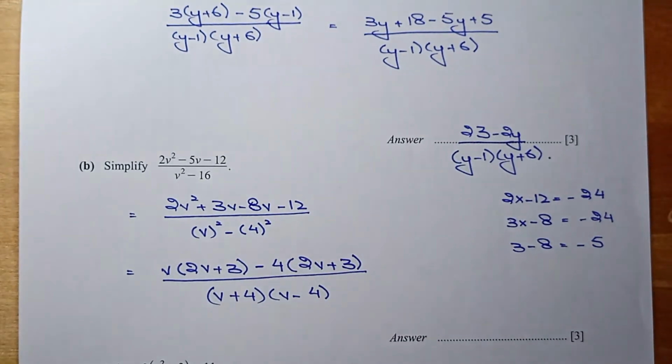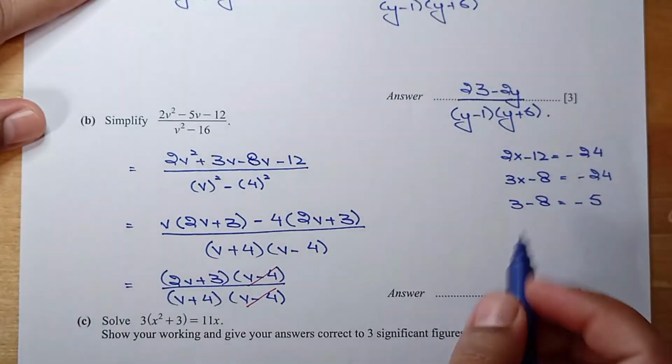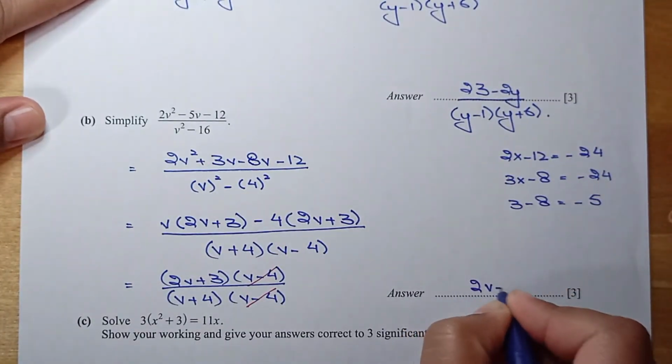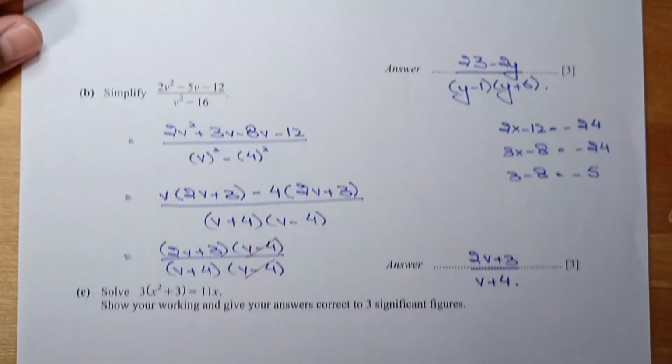Now further we have 2v plus 3 and v minus 4 over v plus 4 into v minus 4. So let me cancel the like factors, v minus 4 and v minus 4, and we are left with 2v plus 3 over v plus 4. So that is the simplified expression.